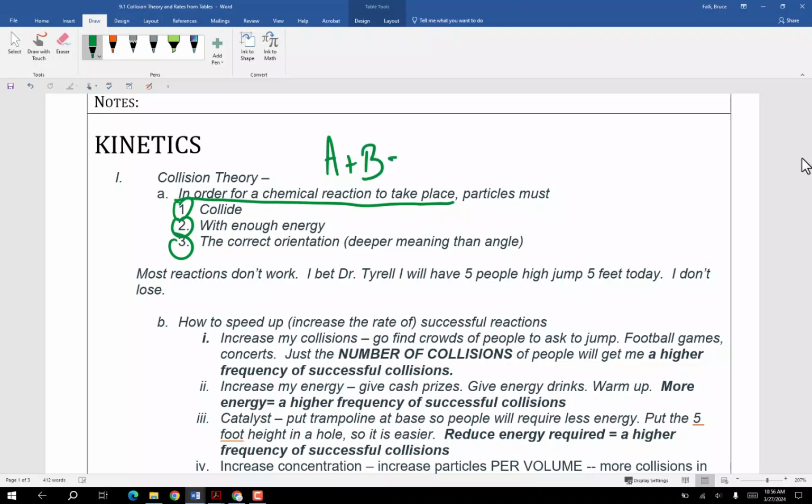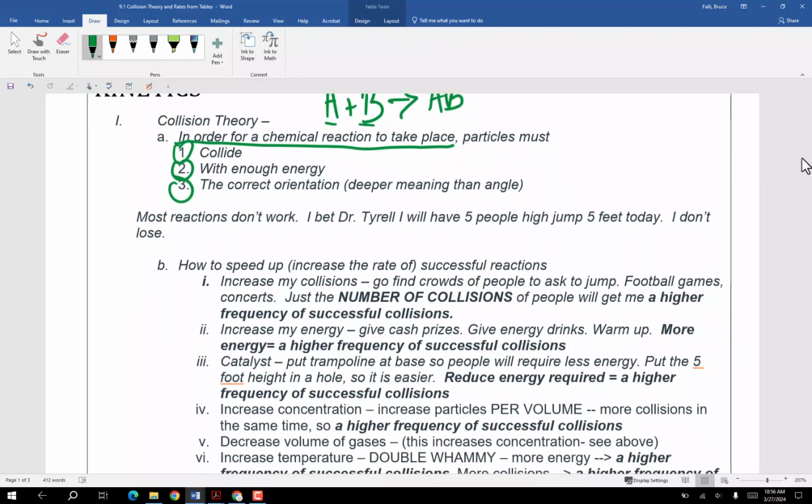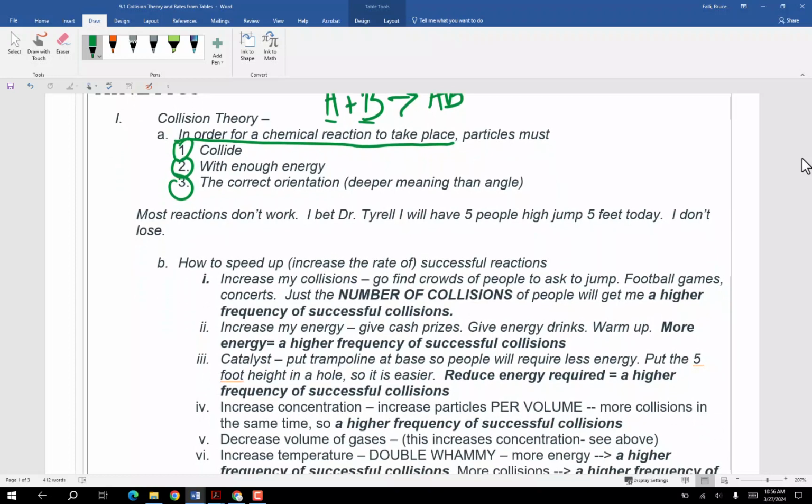So if I do A plus B yields C, A and B have to hit each other to make, instead of C, let's make it AB. They have to hit each other to make AB, right? So if it's got to be AB in that order, they have to collide with enough energy, so they've got to hit enough to stick, okay? Most reactions don't work. So that's an important thing to know.